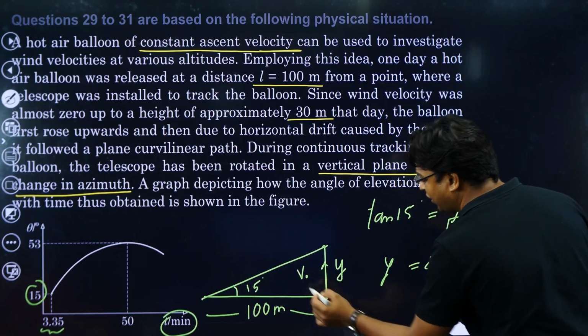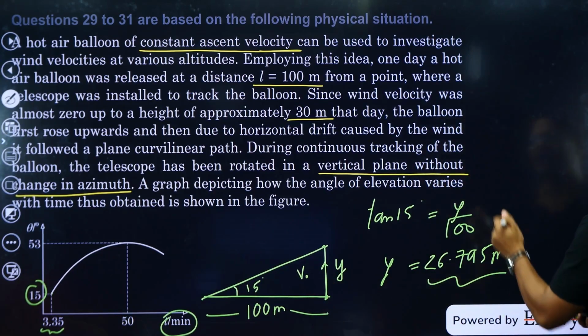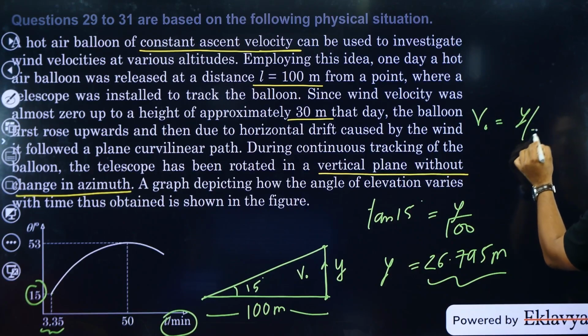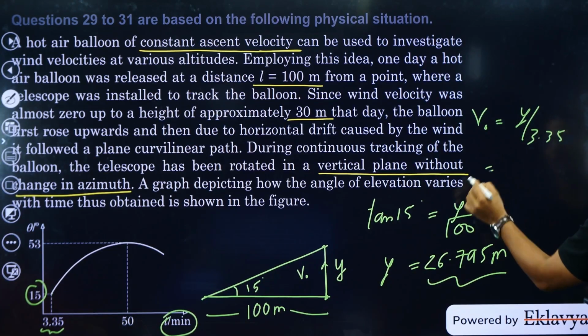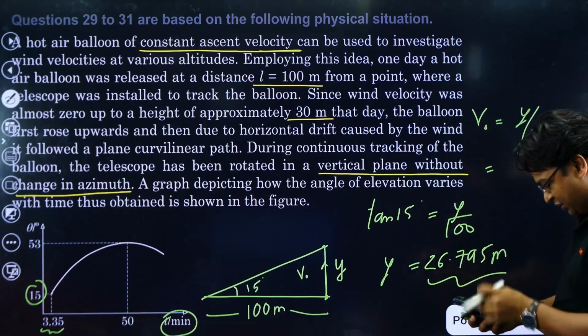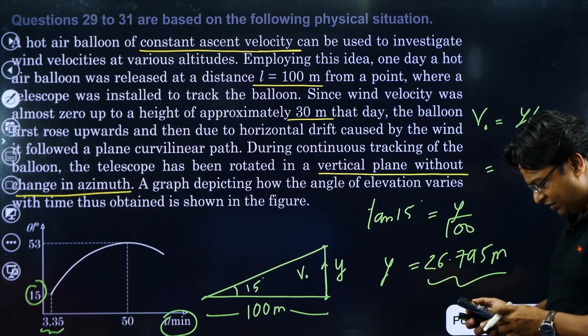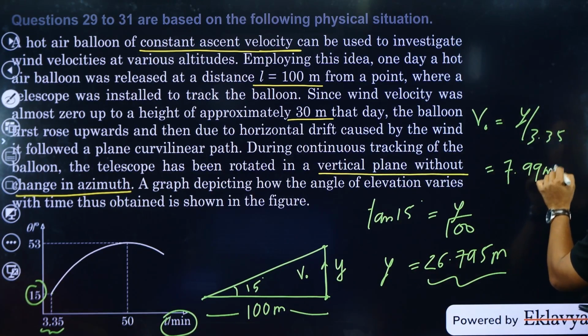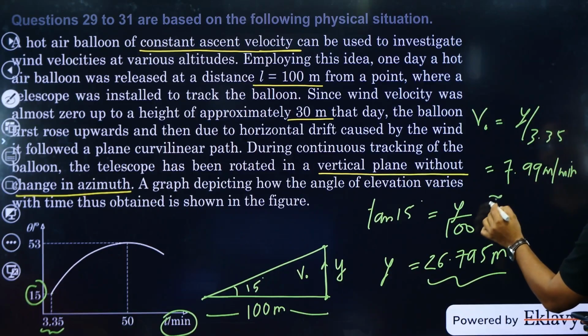Let me write it as v0. So what was the ascent velocity? I will write v0 to be the height risen, which is y, divided by the time it took, which is 3.35. So when I divide this by 3.35, I get 7.99 meters per minute, which is as good as 8 meters per minute.